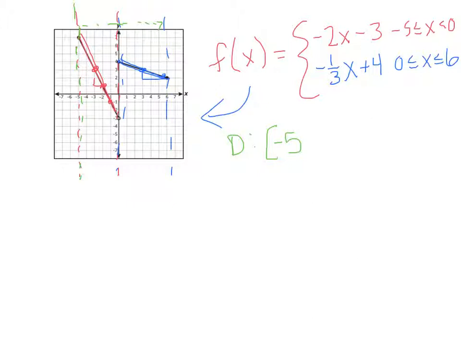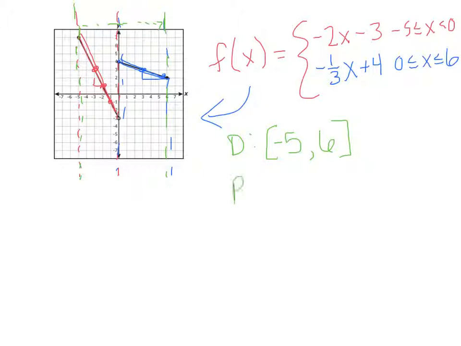it looks like I stopped at 0, but is there a function rule possible for 0? Yeah, the second one. So we don't actually stop, we continue on all the way up to 6. So the domain for this function is negative 5 to 6.